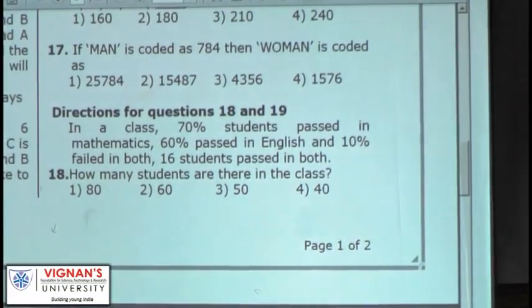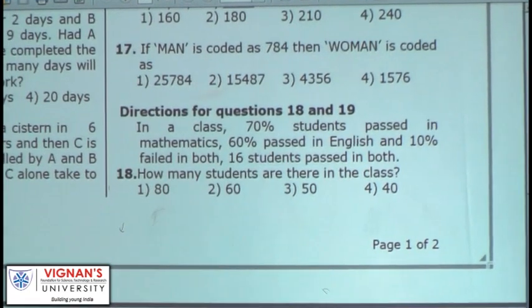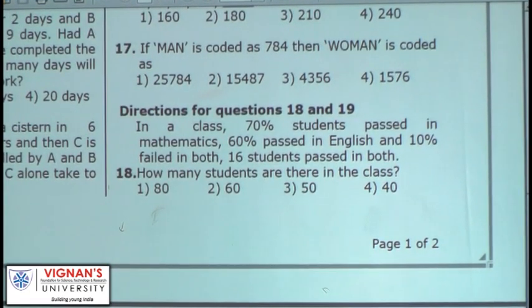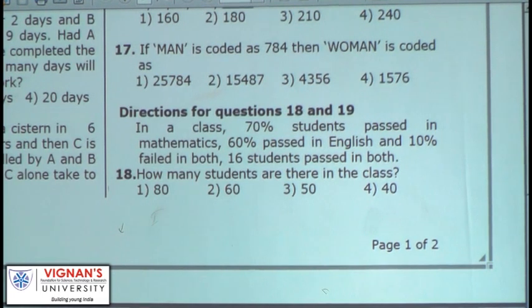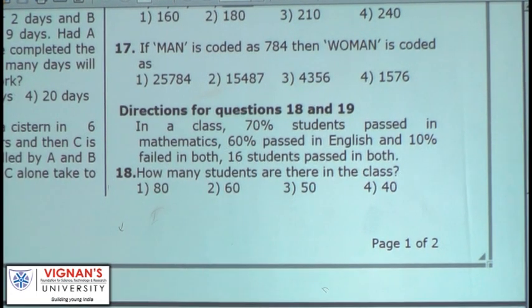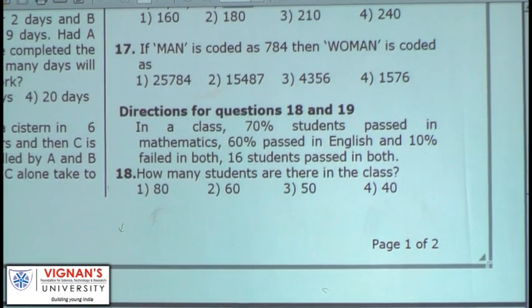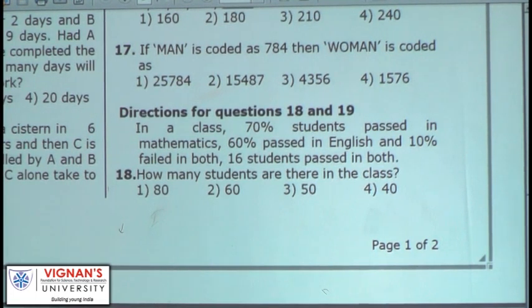Okay, what you say is, for man 784 is there, for woman 25784. 2 letters are extra, that's why. But do you know that code for W is 2 and O is 5? Is it mentioned that the corresponding letters mean corresponding digits?